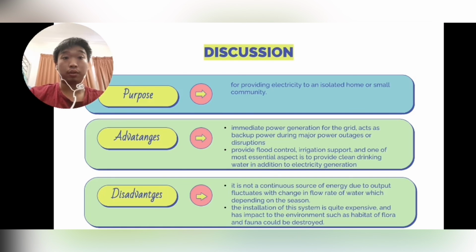The disadvantage of micro hydro system is that it is not a continuous source of energy due to output fluctuating with change in flow rate of water, which depends on the season. However, the installation of this system is quite expensive and has impact to the environment, such as habitat of flora and fauna could be destroyed.